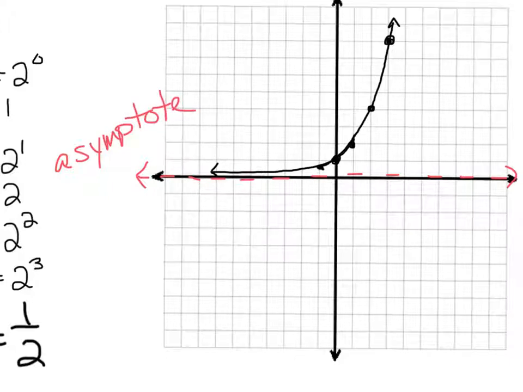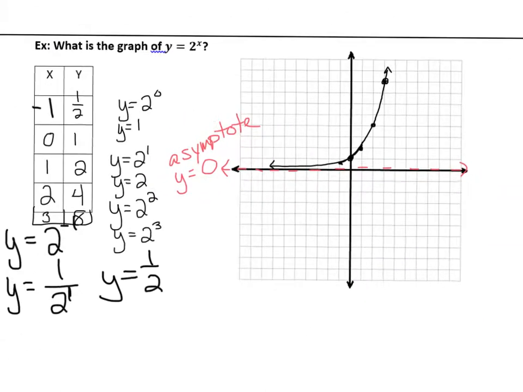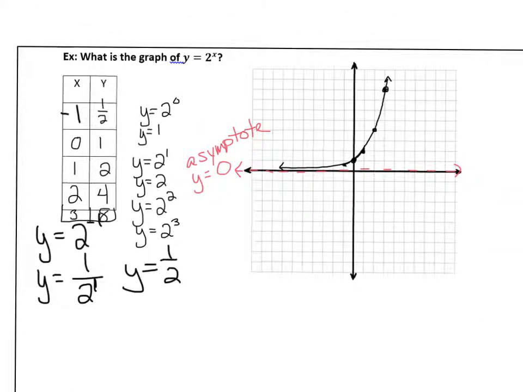Now, when you have a horizontal line, that means that there's going to be a y equals, and the y value is 0, because that's what the line is crossing through. So here is the table and graph of y equals 2 to the x. And again, every exponential function will have an asymptote. Y equals 0 is the most common one. But it's not a guarantee that it'll be that one.